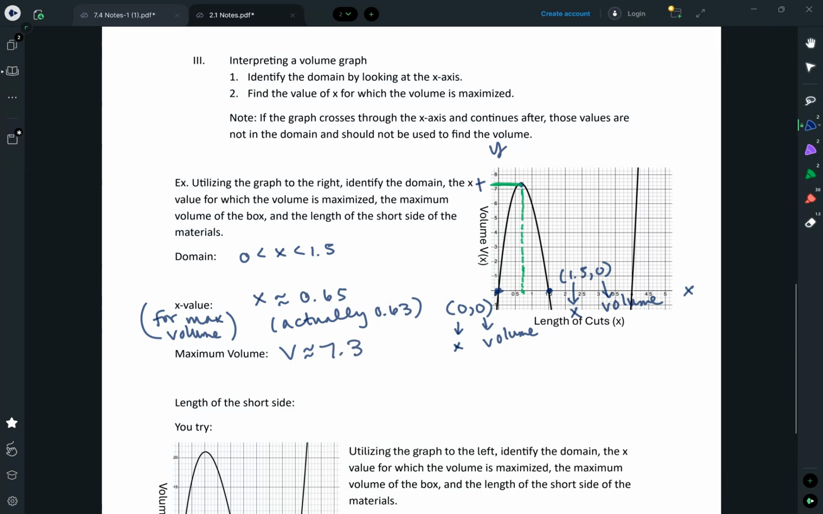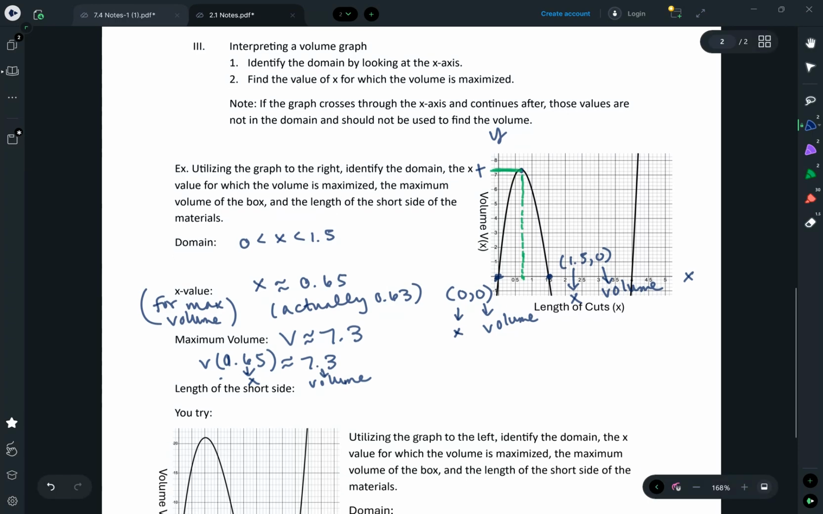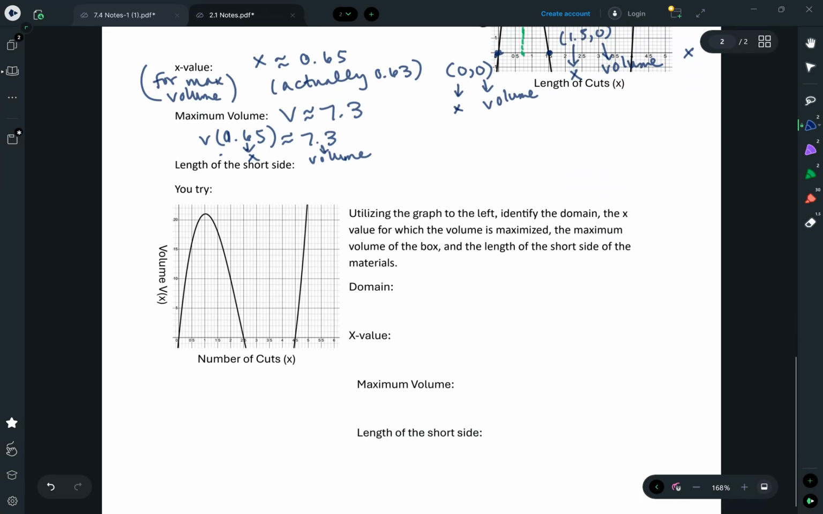So remember, this means V of 0.65 is about equal to 7.3. So when I cut out squares of 0.65 on both sides, that's my x value, my maximum volume is the 7.3. Okay? So that's how I'd read that. V of 0.65 equals 7.3. So don't forget about function notation. You're going to try one down at the bottom.